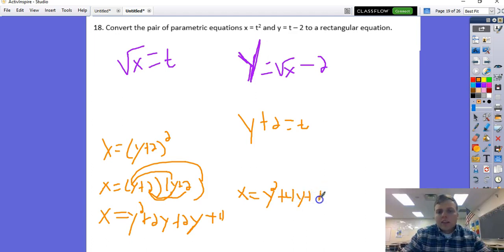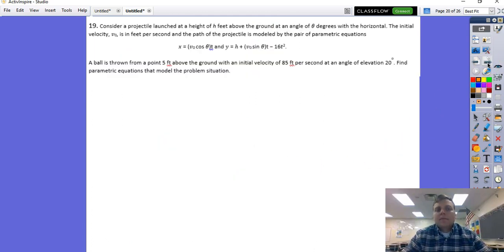plus 4. Just in case they go the other way and they give you a bunch of x equals equations, if they give you x equals equations, that means you need to solve for t on the y equals, alright, and then plug it in. Alright? Number 19.